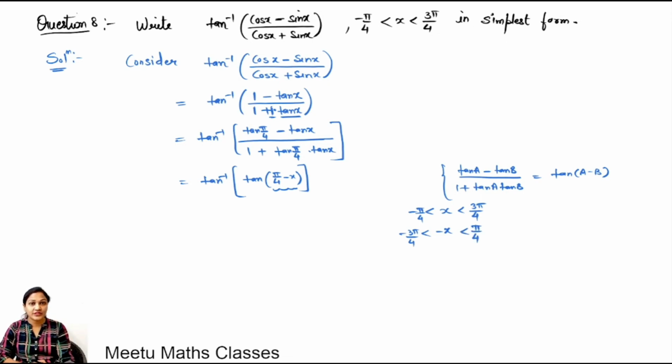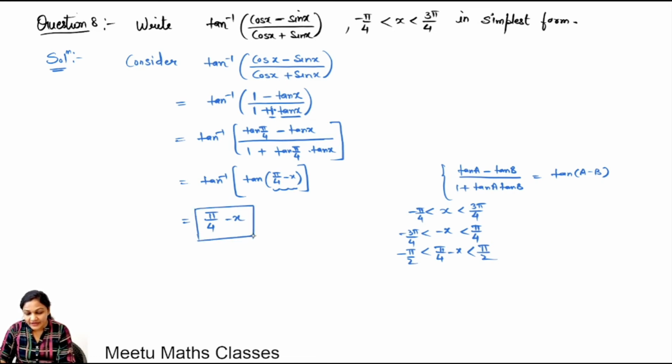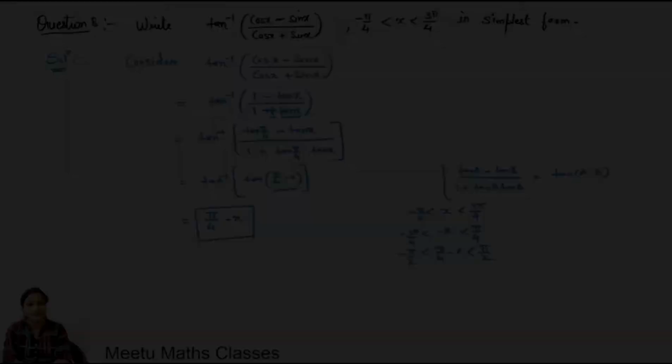If we add pi by 4 to all three, then pi by 4 minus x will lie between, on adding pi by 4, it will give you minus pi by 2, and here pi by 4 plus pi by 4 will give you pi by 2. So pi by 4 minus x lies between minus pi by 2 to pi by 2. So hence invertible, tan inverse of tan theta is theta only, so it will give you pi by 4 minus x, and this is the simplified form of your function.